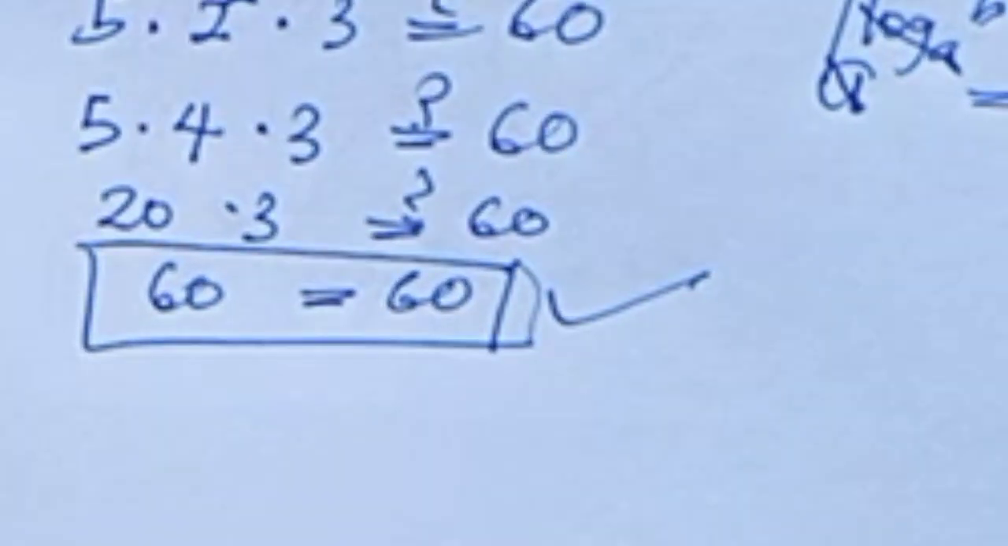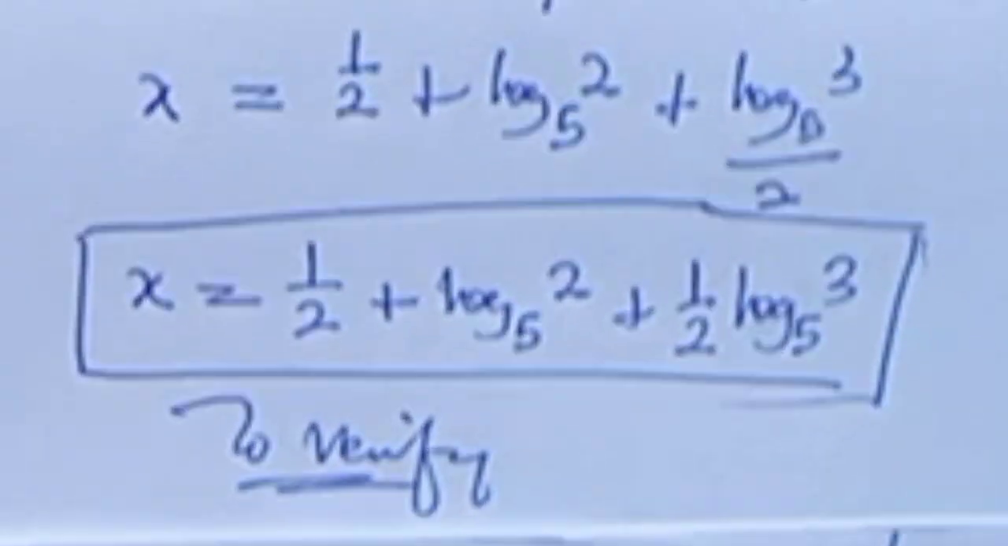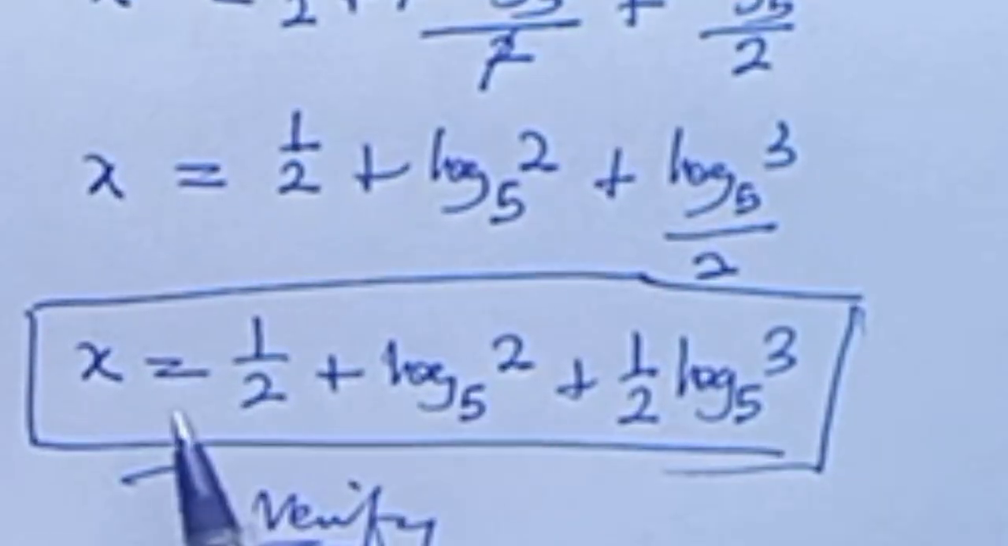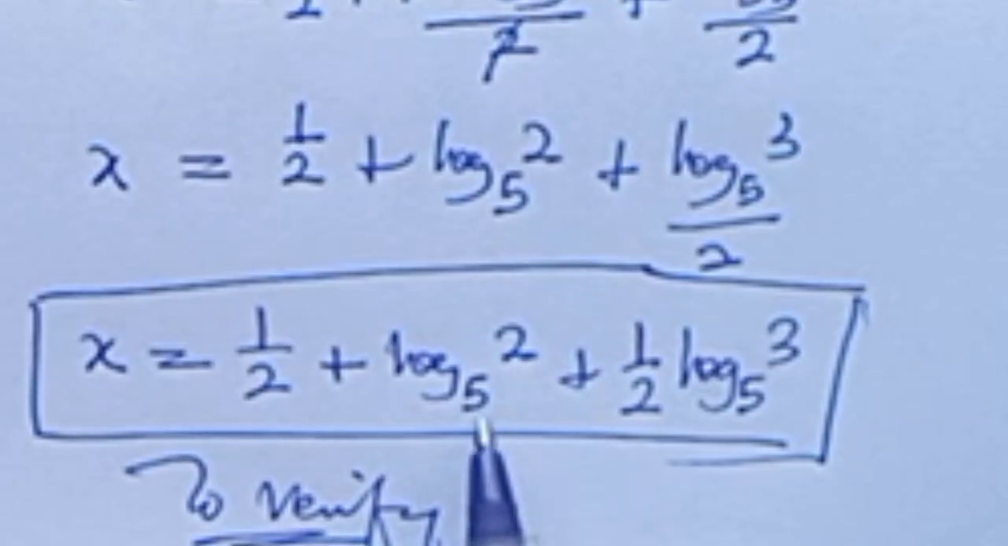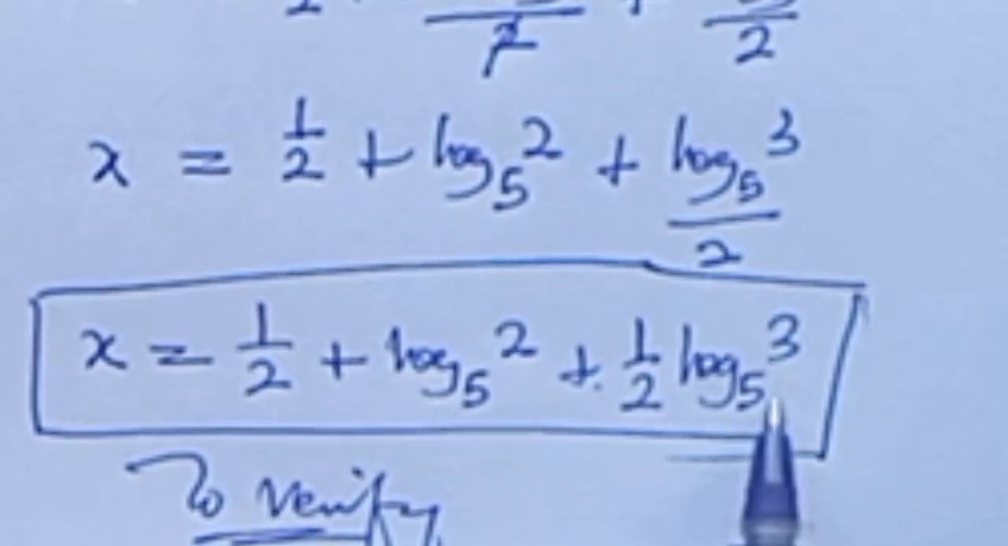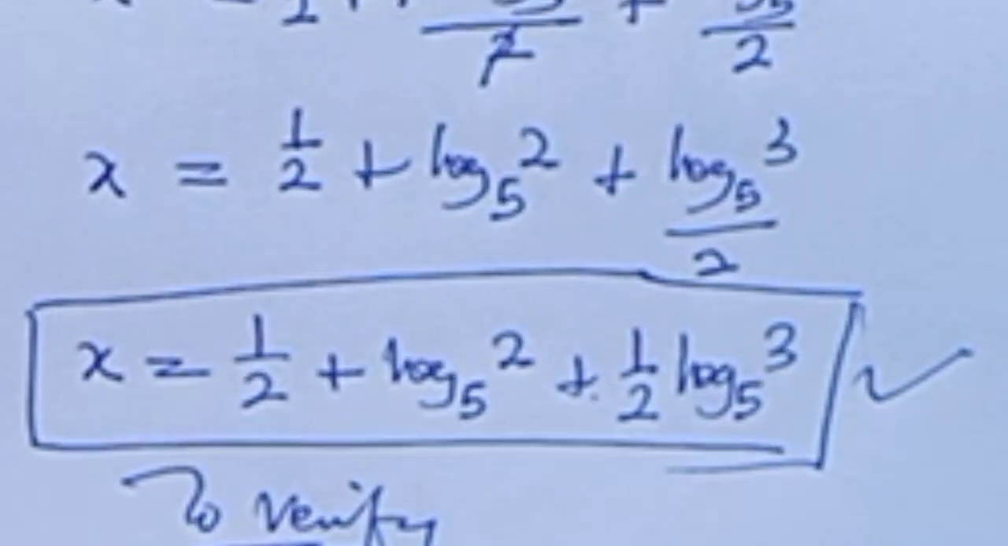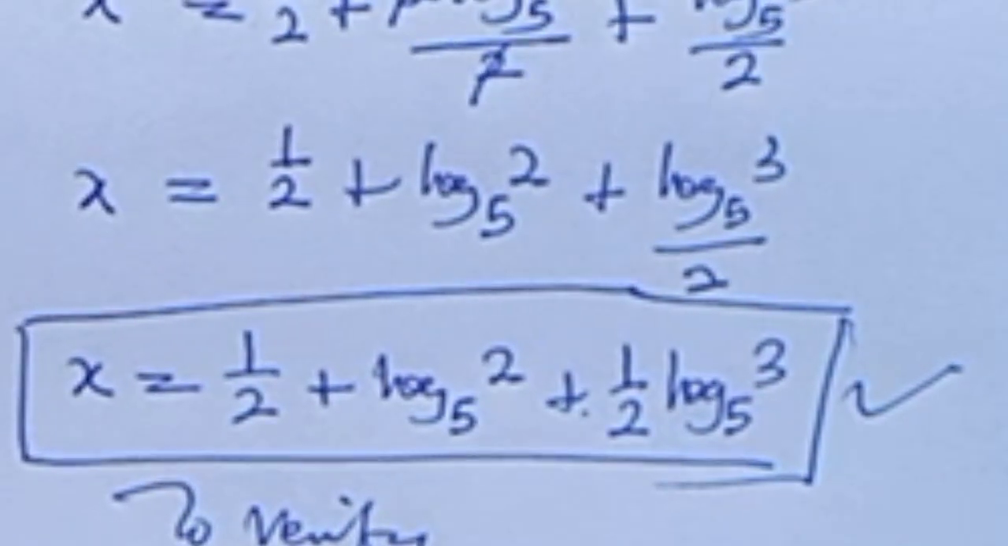And that is the end of the equation. This shows that the value of x as 1 over 2 plus log 2 base 5 plus 1 over 2 log 3 base 5 is actually true because it satisfies the original equation.